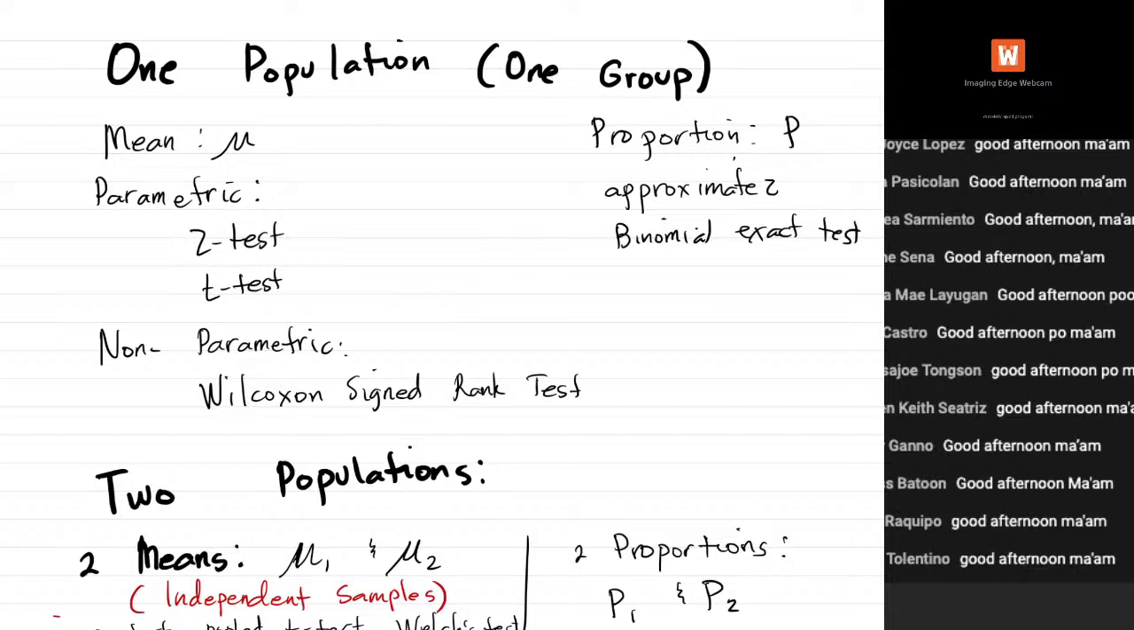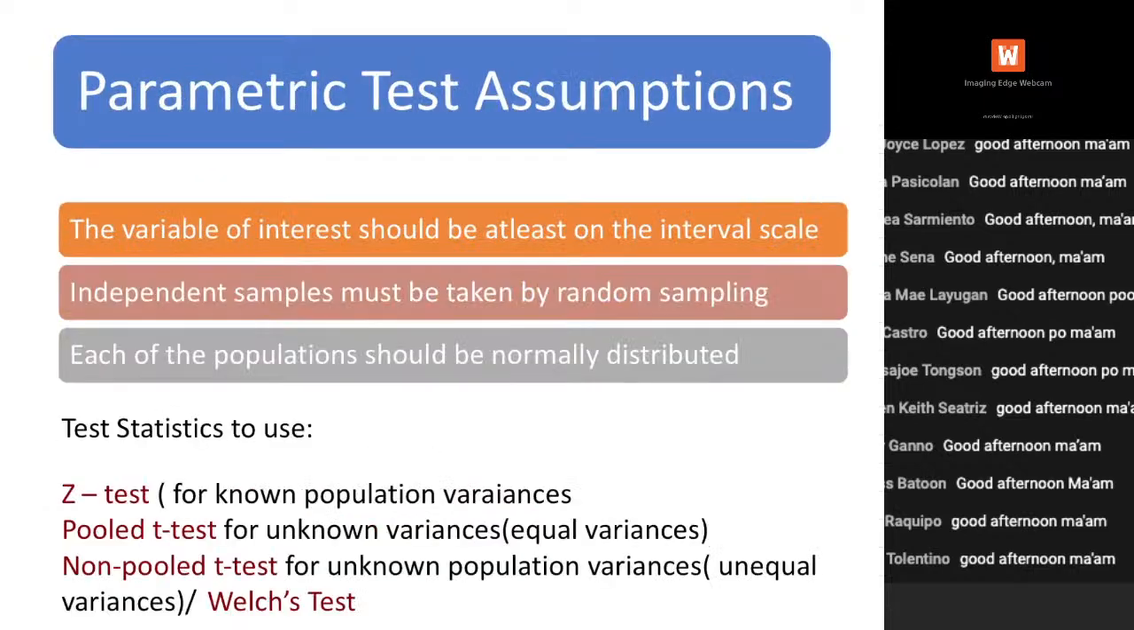Now going back, ayan. When do we use z-test? If I failed to mention about this, if the population variance is known, z-test. If the population variance is unknown, we could use either pooled t-test or non-pooled t-test. The other name for non-pooled t-test is Welch test. Okay? Checking on the variances. If equal variances, we use pooled t-test. If the variances are unequal, we use the Welch test. Now, meron bang test for checking or to check on the variances? Meron. Mamaya, discuss natin. Okay?